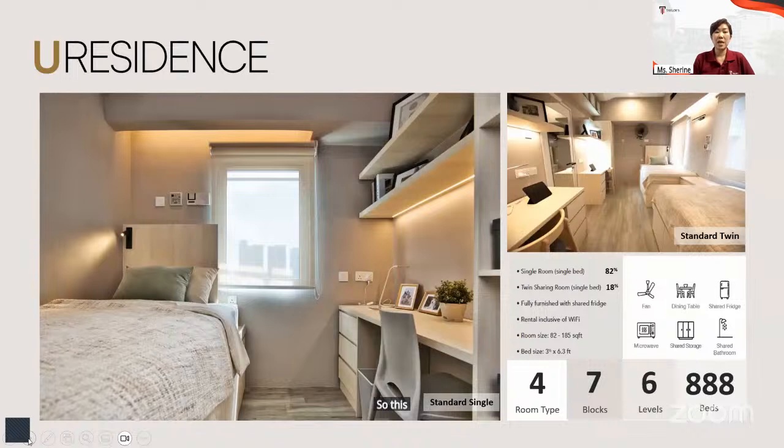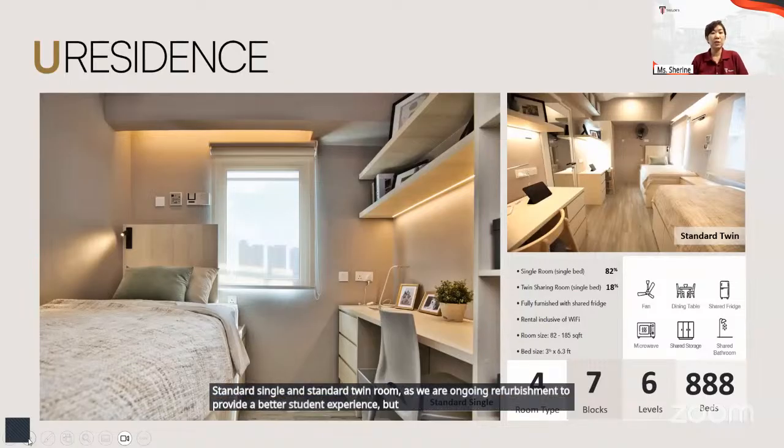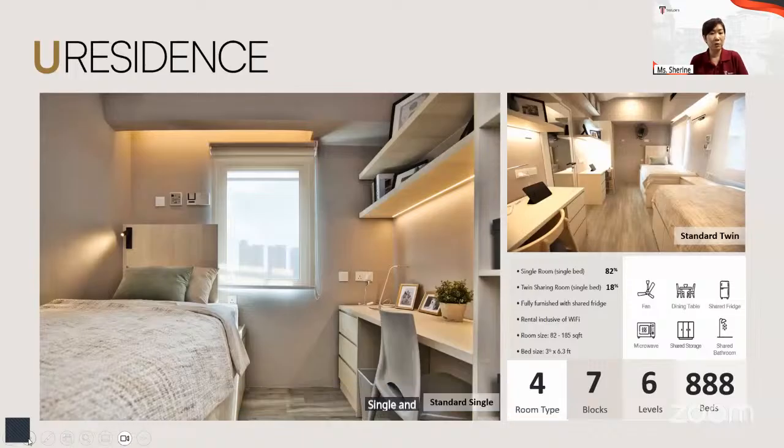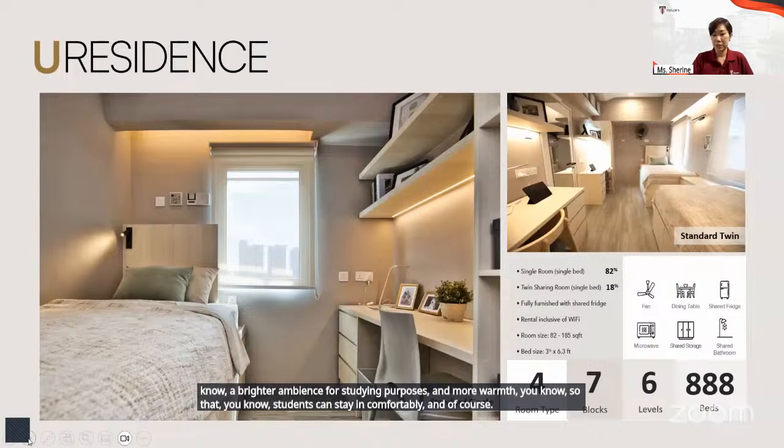So this is an artist's impression of our standard single and standard twin room as we are undergoing refurbishment to provide a better student experience. But basically, this is how it looks in terms of the newly refurbished standard single and standard twin room. We're very focused on giving more light and a brighter ambience for studying purposes and more warmth, so that students can stay comfortably, and of course, a lot of storage spaces.